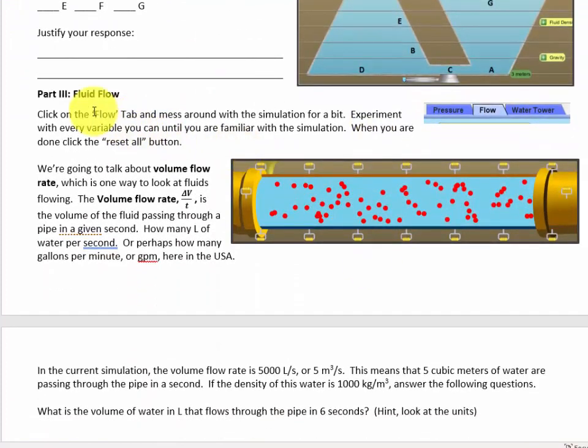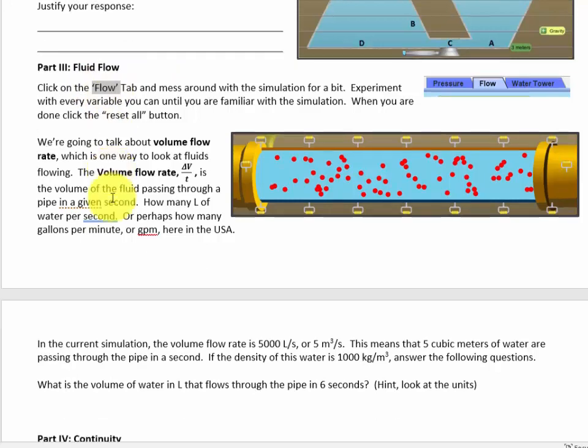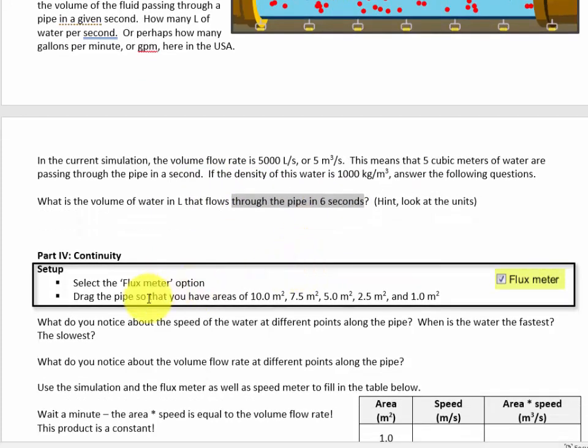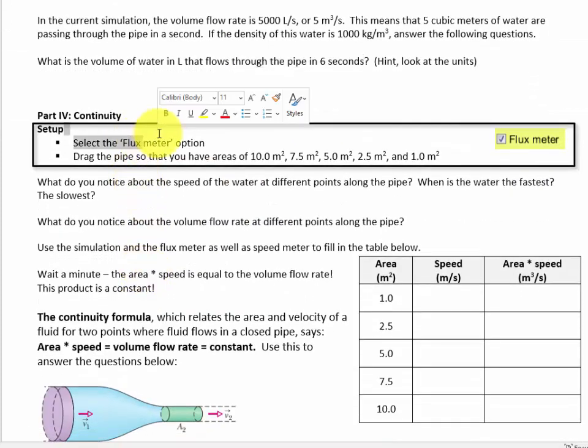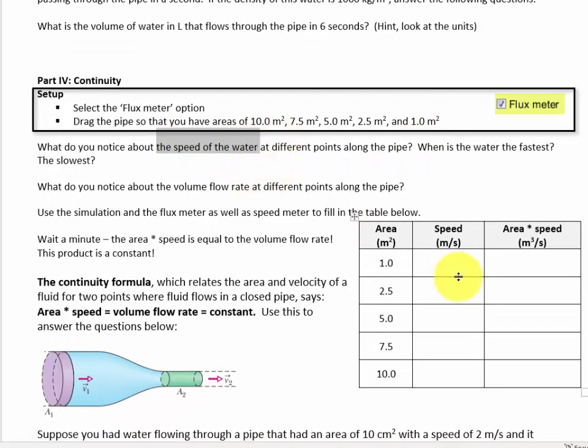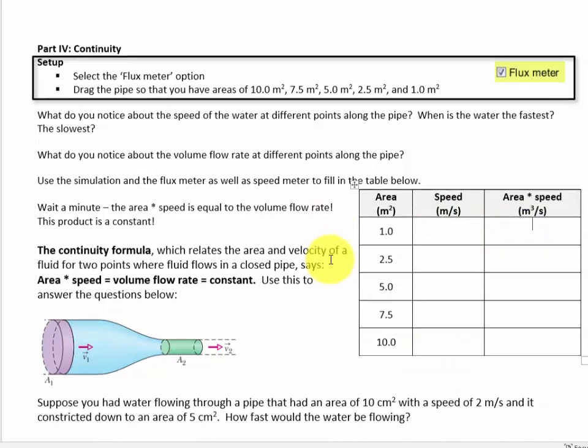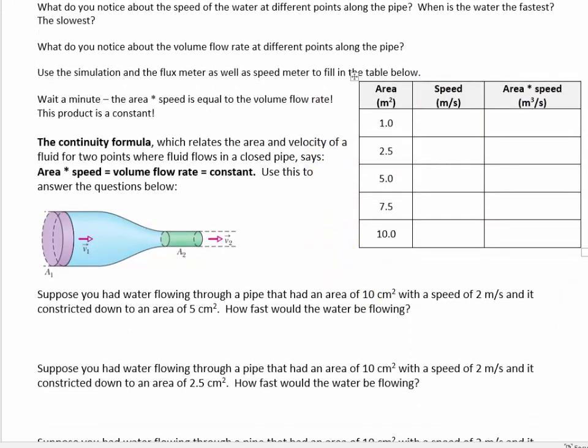Now we're going to take a look at fluid flow. We're going to click on the Flow tab, and we're going to mess around with something called the volume flow rate. Just a hint, make sure you pay attention to units as you do this. We're going to select the flux meter option, and we're going to mess around with the area such that we have areas of 10, 7.5, 5, 2.5, and 1 square meter, and pay attention to the speed of the water. Then you're going to multiply out the area times the speed and fill out this table. So I'm going to go ahead and do that.